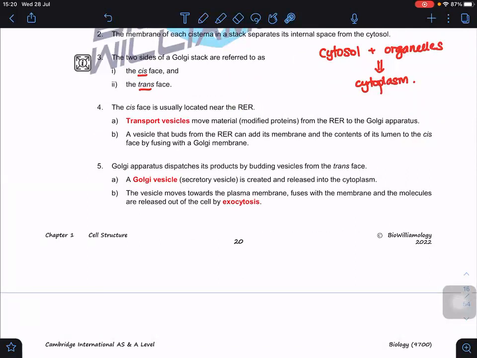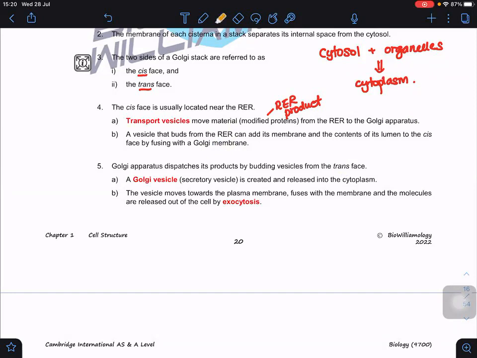So the transport vesicle moves the material, for example modified protein, which we also term the RER product, from the ER to the Golgi apparatus. The vesicle that buds off from the ER can add its membrane and the contents of its lumen at the cis face by fusing with the Golgi membrane. Then the Golgi apparatus dispatches its products by budding vesicles from the trans face.